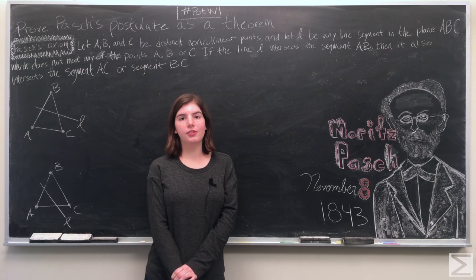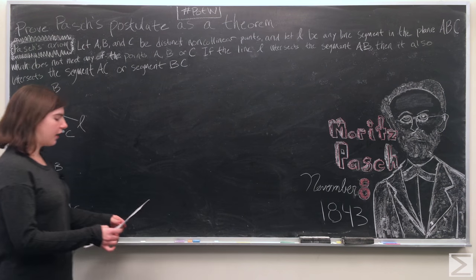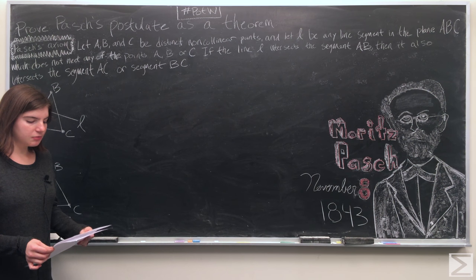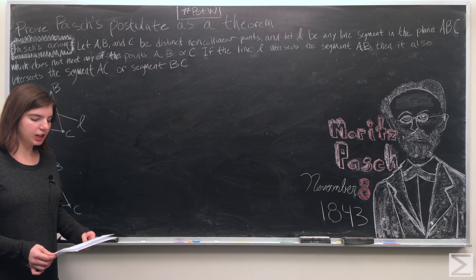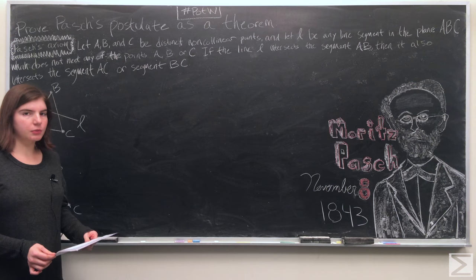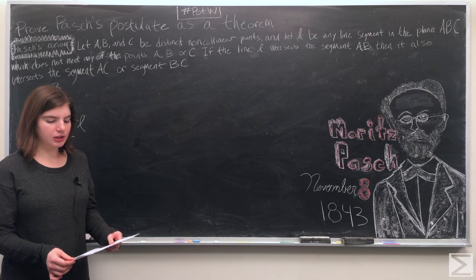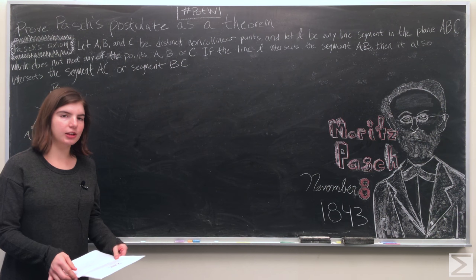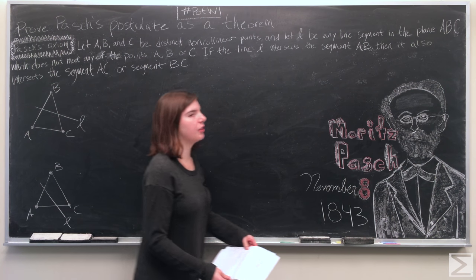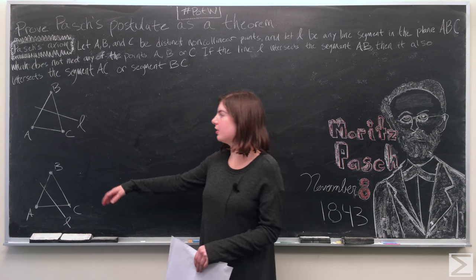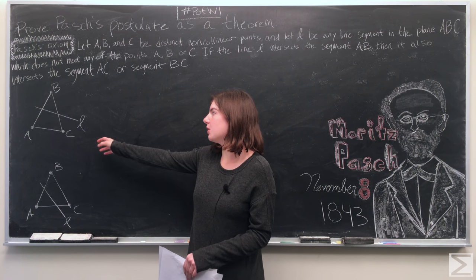He specialized in the foundations of geometry, and he's most remembered for his axiom, which says: let A, B, and C be distinct non-collinear points, and let L be any line in the plane ABC which does not meet any of the points A, B, or C. If the line L intersects segment AB, then it also intersects segment AC or segment BC. A more informal way of saying this is that if we have a triangle and a line passes through one of the sides, then it has to meet another side.